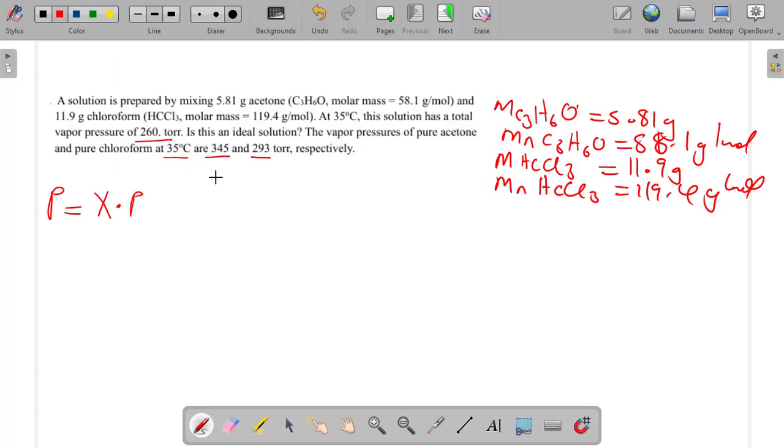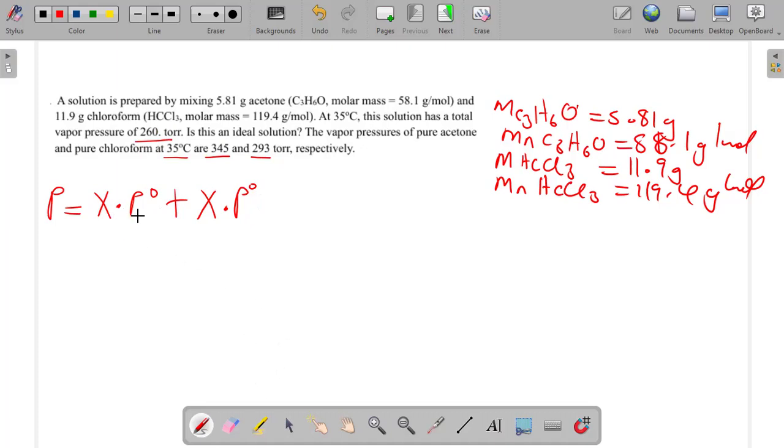Since we are mixing, we also add the mole fraction of the chloroform multiplied by the pressure of the pure chloroform. When we calculate the total pressure, we compare it with the one we've been given. Then we apply the ratio to confirm if the solution is an ideal solution or not. So let's do that.